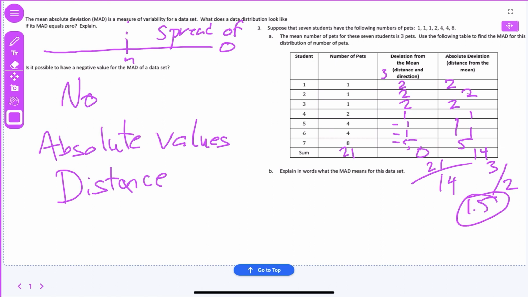Now, what is 1.5? What does that mean when we're talking about math? Who cares? We got a number. This is what y'all are really good at. Y'all can get the number. But what does it mean? How do we use that number? What does 1.5 mean?